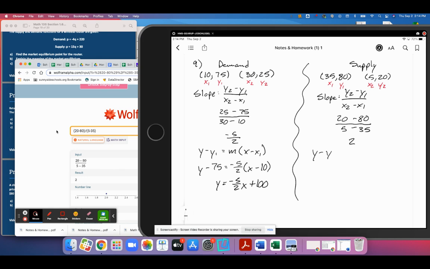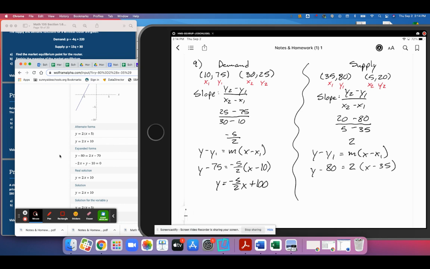Point slope form. And so what we've got here is y minus y1, which is 80, is equal to the slope, which is 2, times x minus x1, which is 35. Let's give that to Wolfram, get our alternate form, and be done with this darn thing. So y minus 80 equals 2 times x minus 35. And we get alternate form 2x plus 10. So y equals 2x plus 10.